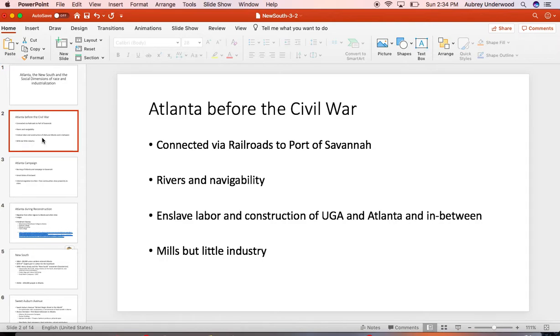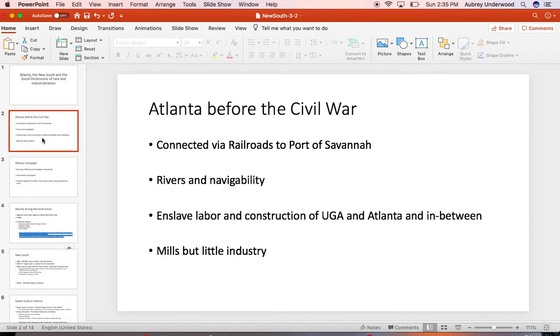Before the Civil War, obviously, there are also free communities in Georgia. Those free communities are much more likely to be found in the outskirts of cities, or rather in close proximity to cities, rather than in the more rural parts of the state.